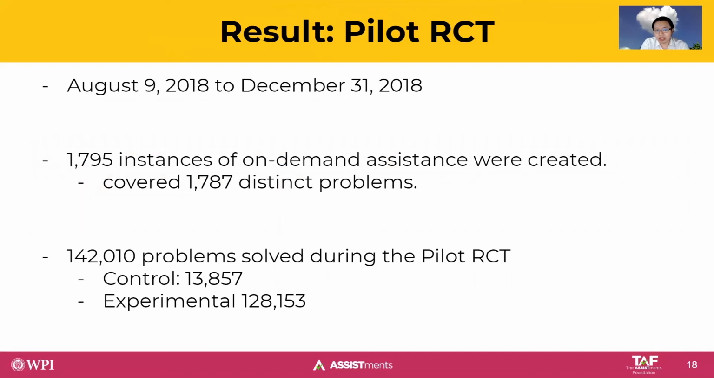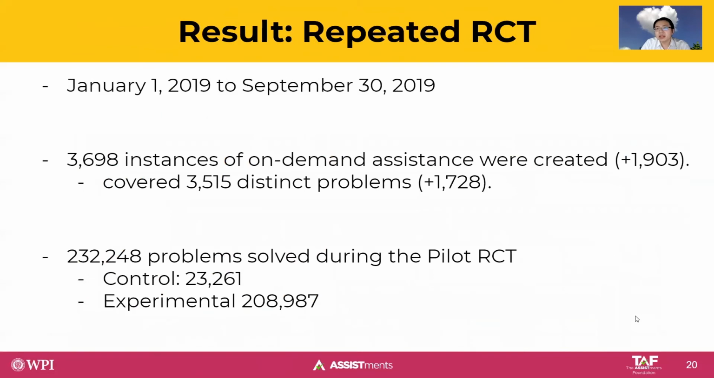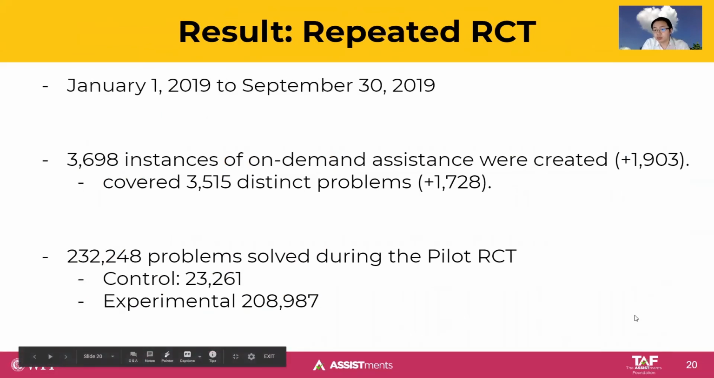So in the pilot study, we got about 1,000 on-demand assistances created. And the result is that students are less likely to ask for help with the next problem. In other words, they are more likely to work on the next problem until they get the answer without asking for additional instructions or assistance. And it doesn't negatively impact other measures. Students are a little bit more likely to answer the next problem correctly and have a slightly lower attempt count, but the results are not significant.